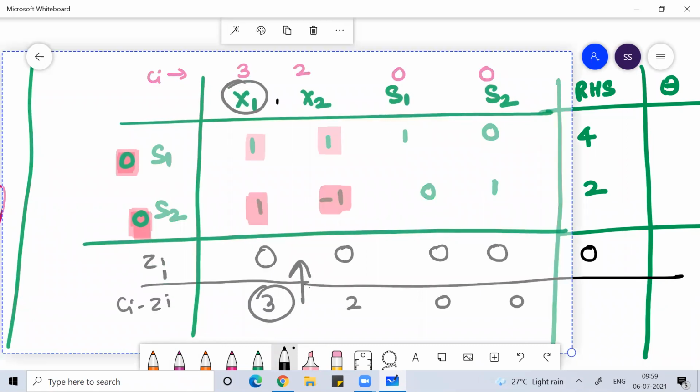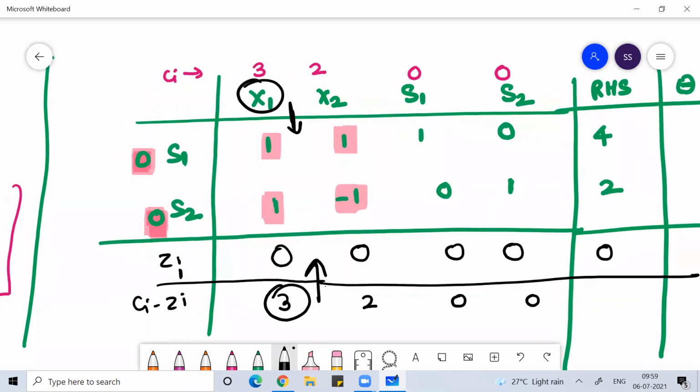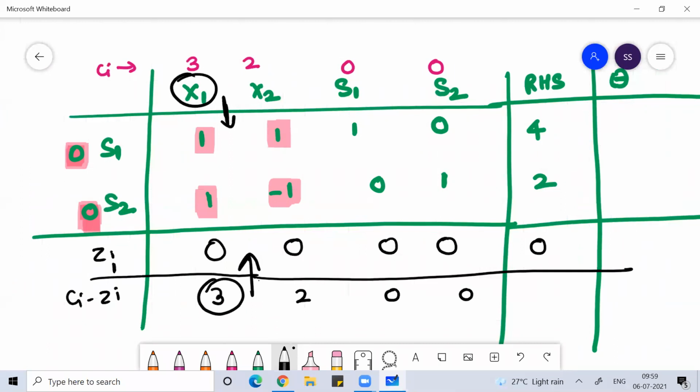The maximum value of Ci minus Zi is 3, which means x1 now enters into the solution. If x1 enters the solution, it will replace either s1 or s2. To find that, we'll find theta: 4 divided by 1 and 2 divided by 1. The minimum of 4 and 2 is 2, which means s2 will be replaced by x1.